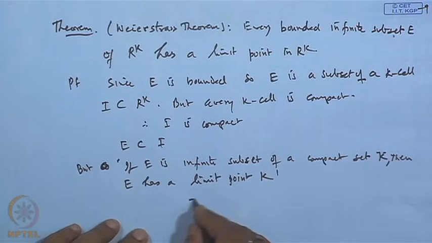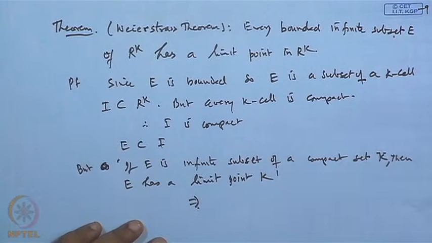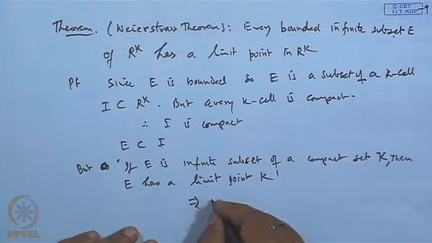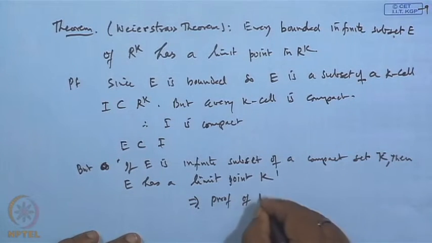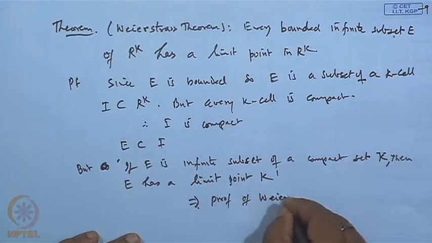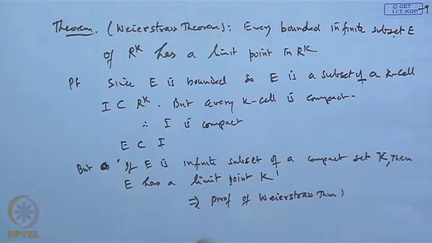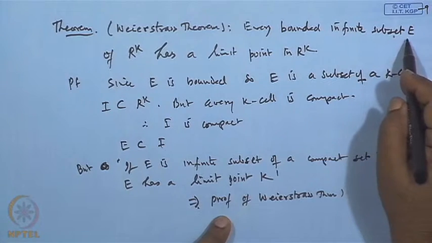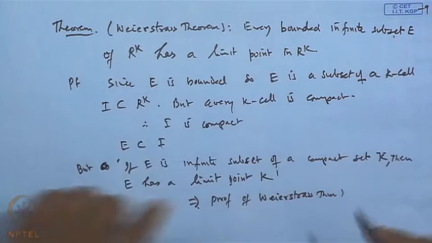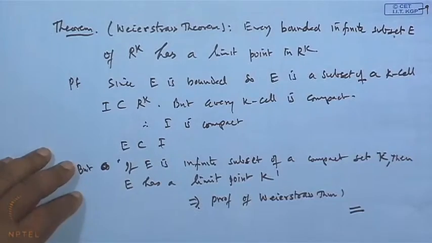So, using this implies the proof of the Weierstrass theorem. Because in the Weierstrass theorem, we wanted to prove that a bounded infinite subset of R^k has a limit point in R^k. So, this completes the proof of this. Okay.